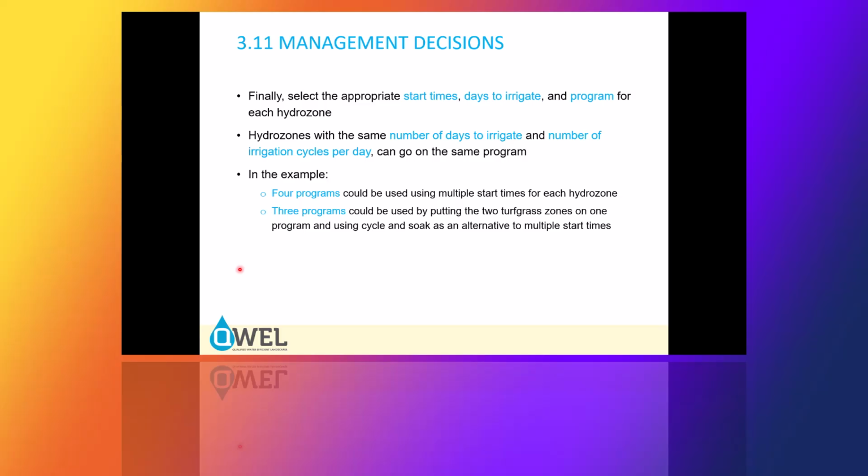All right, management decisions. So finally, after we get all this information, we want to select the appropriate start times, days to irrigate, and the program for each hydrozone. Hydrozones with the same number of days to irrigate and the same number of irrigation cycles per day can go on the same program. So in this example, 4 programs could be used using multiple start times for each hydrozone, or 3 programs could be used by putting the 2 turf grass zones on one program and using cycle and soak as an alternative to multiple start times.